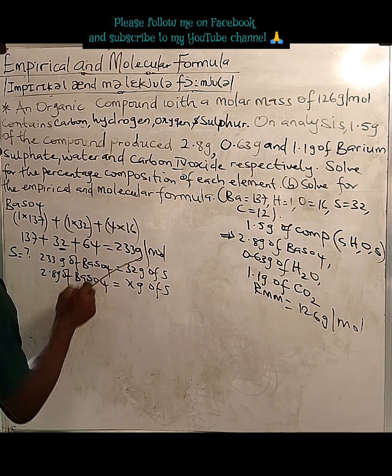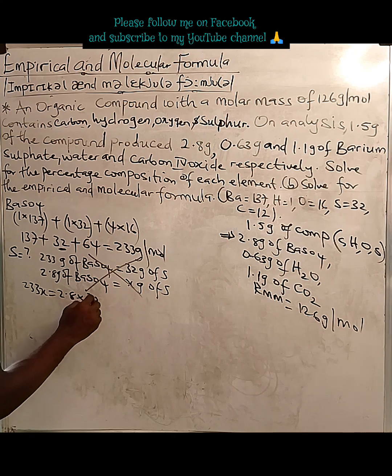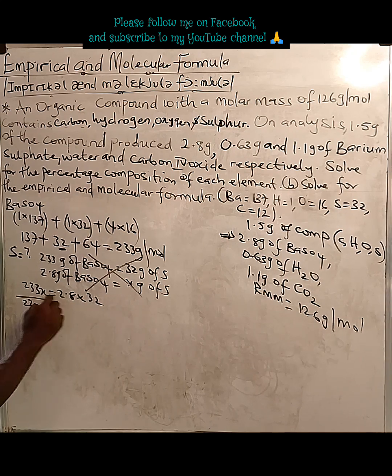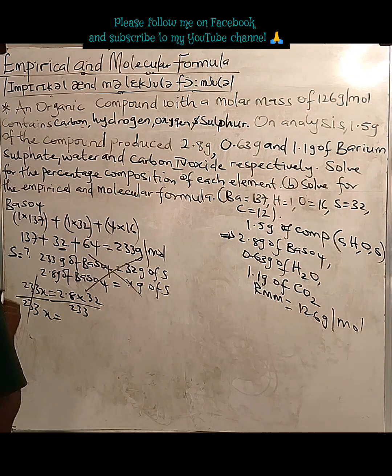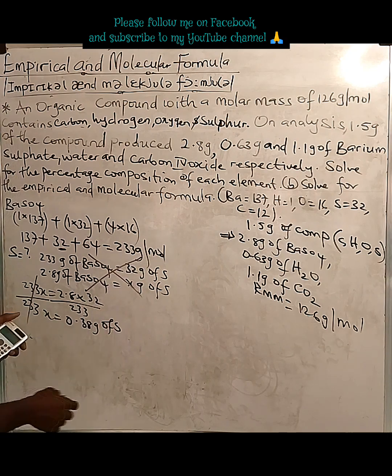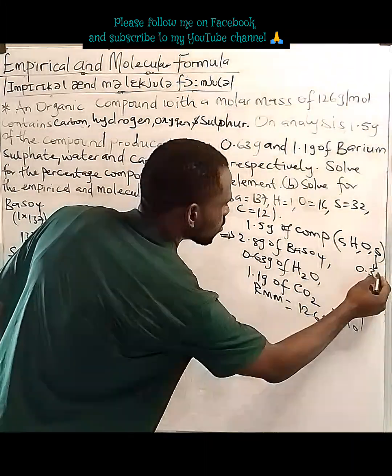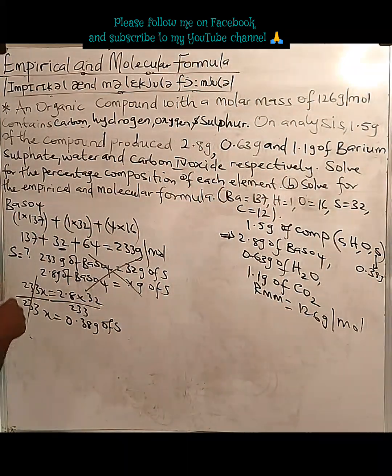Let's see. So we're going to use our calculator. 233 times x equals 2.8 times 32. So divide both sides by 233. So what do we have? 2.8 times 32 divided by 233 is 0.38. So we have 0.38 gram of sulfur. So right here, you write it down, 0.38 gram of sulfur. That's what we have out of the very chemical compound.